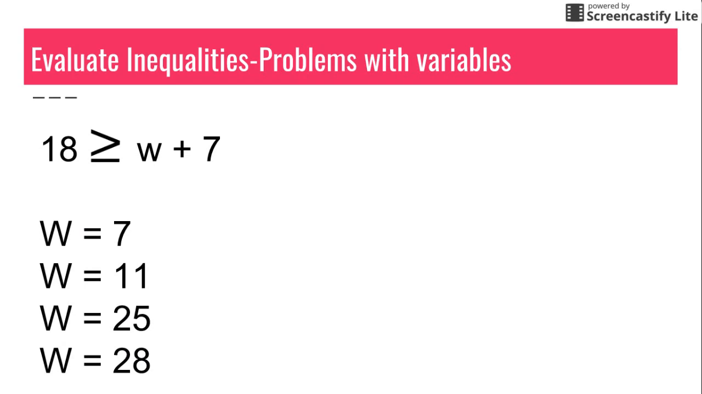Now here's where it gets a little bit more interesting. We have 18 is greater than or equal to W plus 7. They've done two things to you here. They've thrown a variable at you, where they've put the letter W in there, and the letter W is representing some total that we don't know yet. The other thing they threw at you is, instead of just having a greater than sign, they also have the "and equal to" line under it.